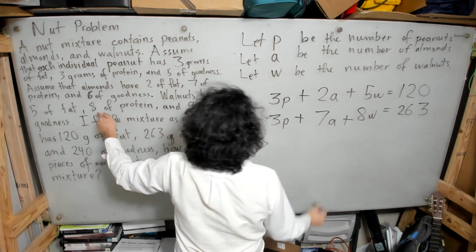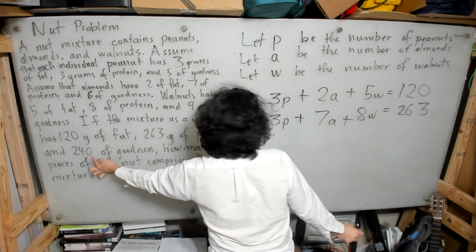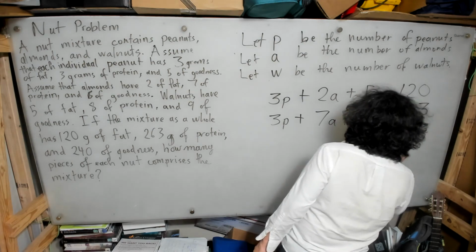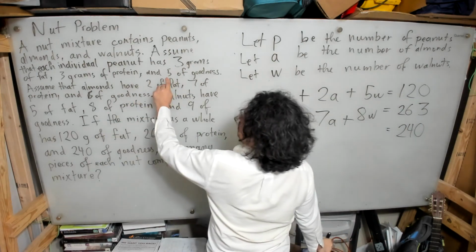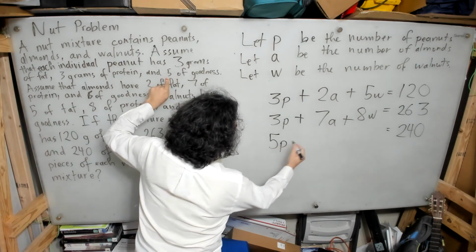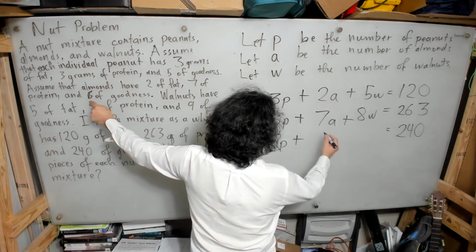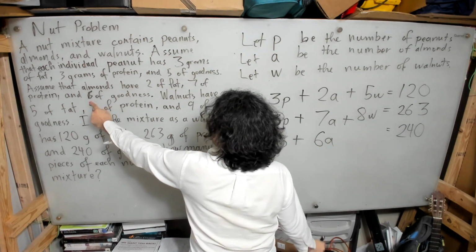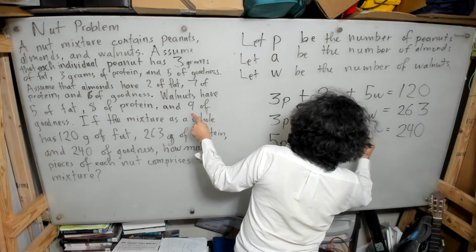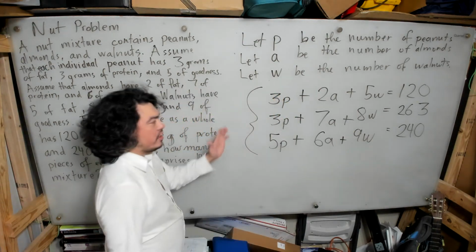And then finally, we know that for the goodness, we have 240 total of goodness in whatever unit you want to imagine, okay? And you can see that a peanut has 5, so it will be 5P plus almonds have 6 of goodness, so 6A, and then finally walnuts have 9 of goodness, which means plus 9 times the walnuts. So we have finally set up this equation.